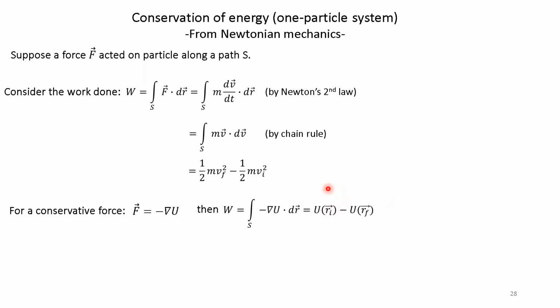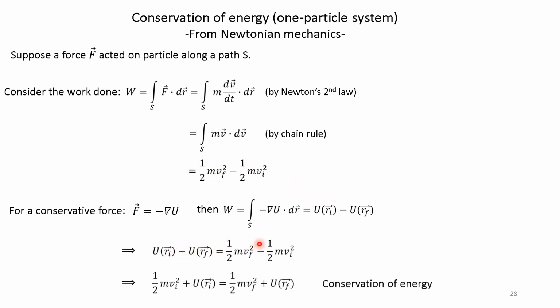So now I can relate the difference in potential energy with the difference in kinetic energy. Now rearrange the terms, and this one is exactly the initial total mechanical energy, and this one is the final total mechanical energy. So that's how you get to the conservation of mechanical energy with Newton's law.